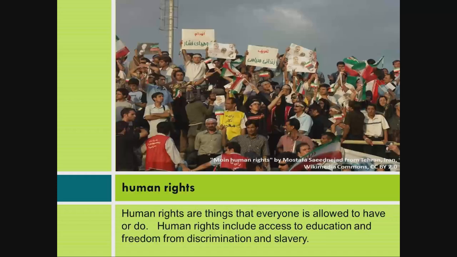Human rights. Human rights are things that everyone is allowed to have or do. Human rights include access to education and freedom from discrimination and slavery.